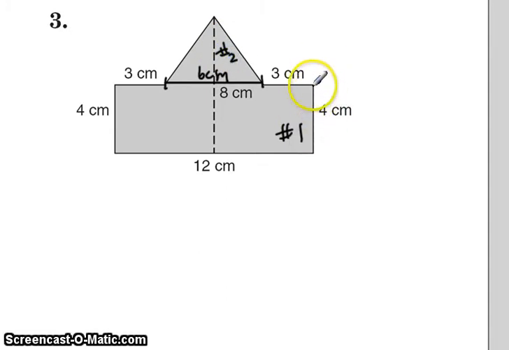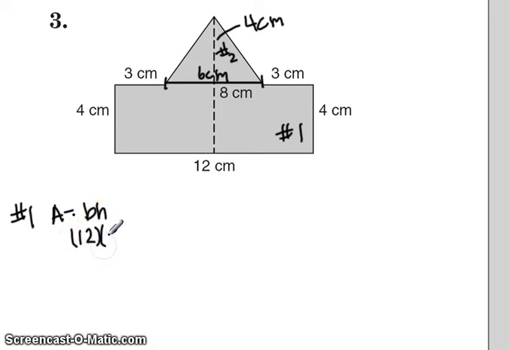Okay, now if I know the height of my rectangle is 4 and I know the whole height of this line here is 8, that would mean that the height of my triangle is also 4. So now I'm just going to figure for my shapes. Shape number 1 is my rectangle, base times height. My base is 12. My height is 4. So I know that my area of my rectangle is 48 centimeters.